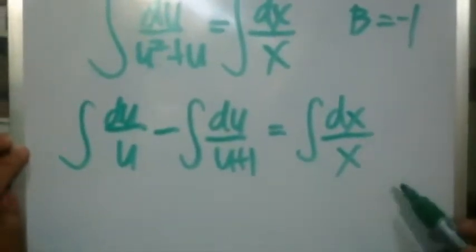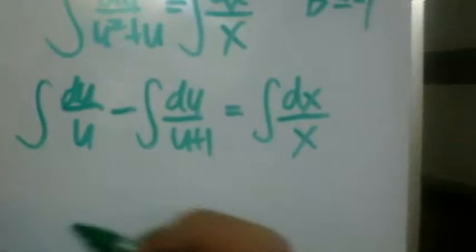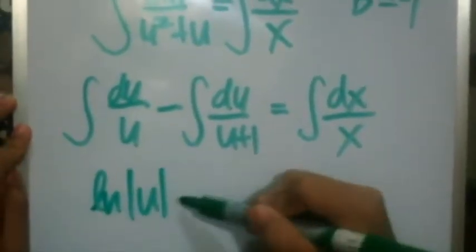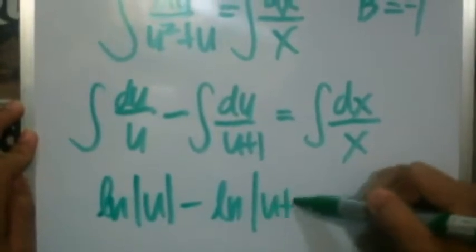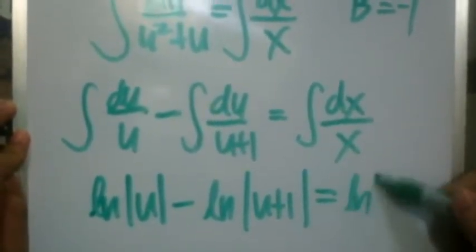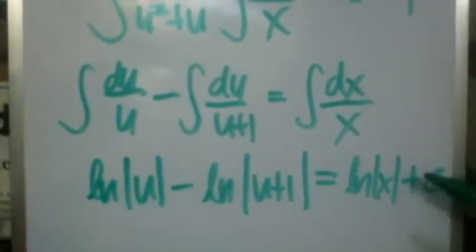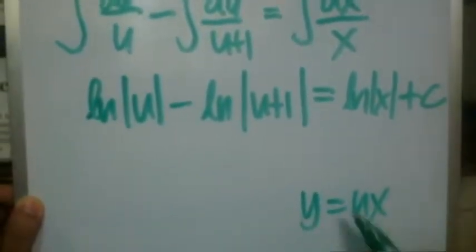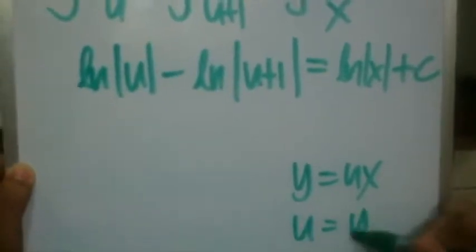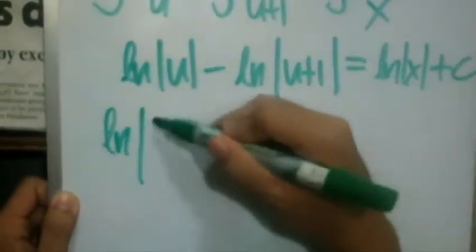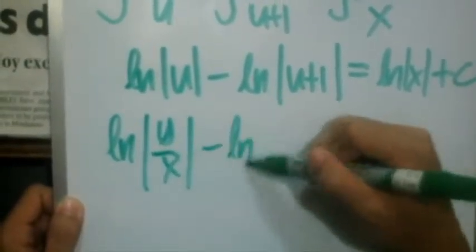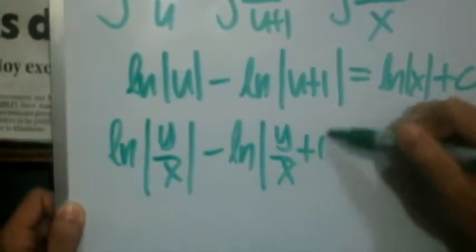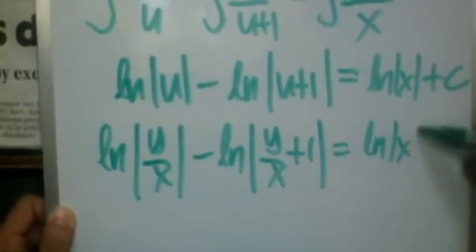So we can now easily integrate these terms. So we have ln of u minus ln of u plus 1 equals ln of x plus c. Since we substitute y equals ux, we can get u equals y over x. So we substitute u here in our equation: ln of y over x minus ln of y over x plus 1 equals ln of x plus c.